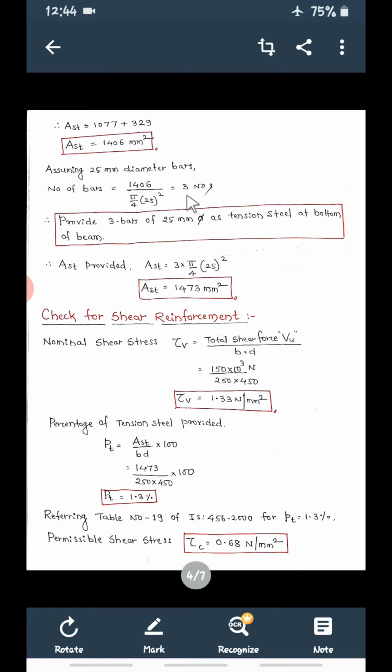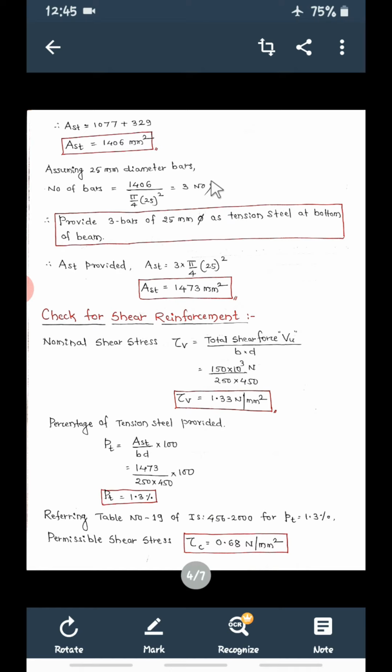So three bars are required, meaning 2.77 something is required. We cannot provide decimal bars, so round to three numbers. Always go to the higher side. If it is 2.77, you should not provide two bars. No, round off to the higher side. So provide 3 bars of 25 mm diameter as tension steel at the bottom of the beam. Now see, at the bottom you have to provide 3 bars of 25 mm diameter, and at the top you have to provide 2 bars of 16 mm diameter.